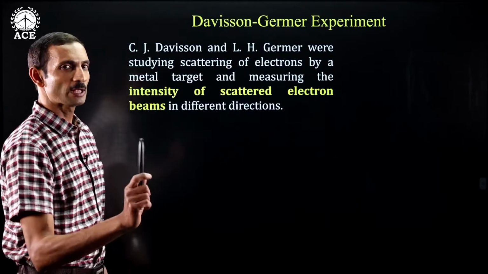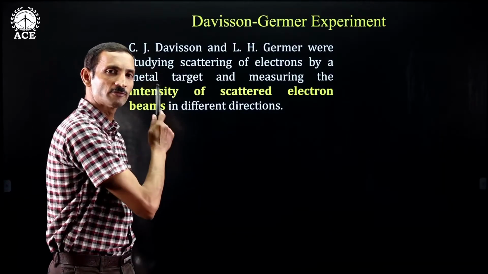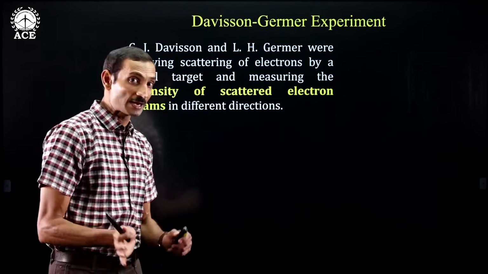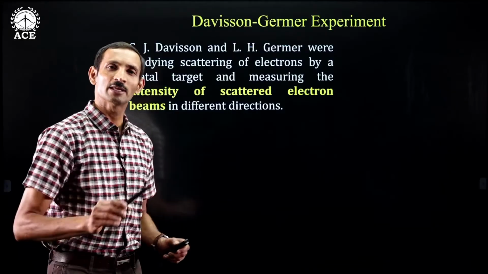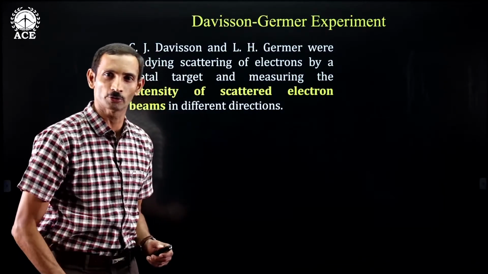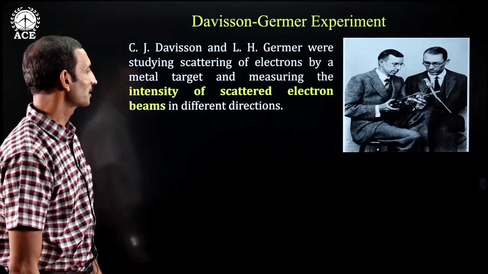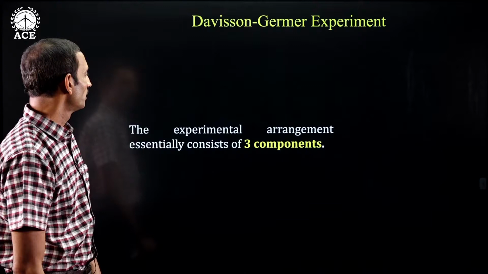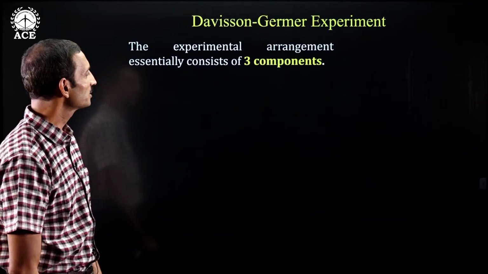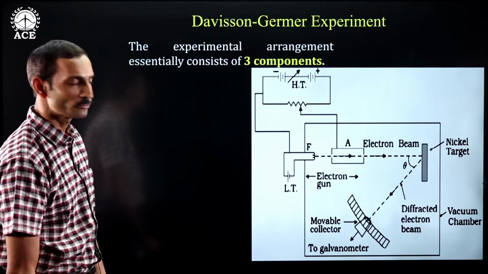Now they plotted a graph between the scattering intensity, that means the intensity of the scattered electron beam, and the scattering angle. Scattering angle is nothing but the angle between the incident and the scattered rays. I'm going to show that to you. Now, the Davisson-Germer experimental arrangement I would show you consists of 3 important components. So this is how the experimental arrangement would be.